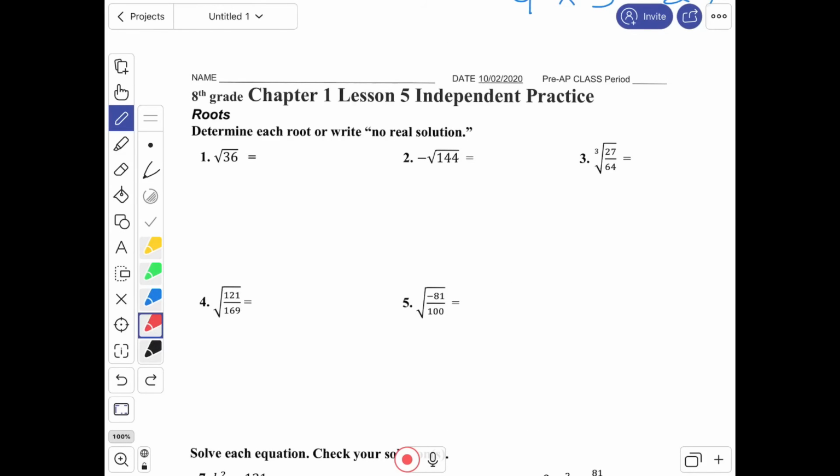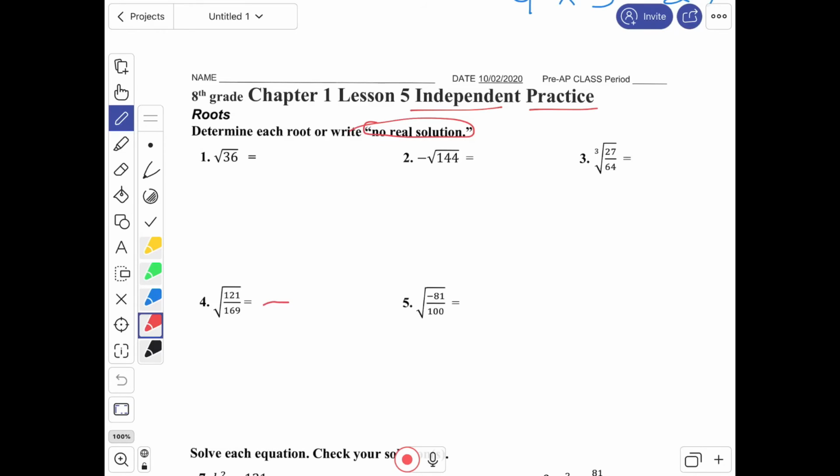Let's talk about the worksheet you're supposed to do today. The independent practice. For 1, 2, 3, 4, and 5, you are finding the solution. And if there's no solution, like we talked about, you can't have a negative sign on the inside if you're doing square root, then you just write no real solution.